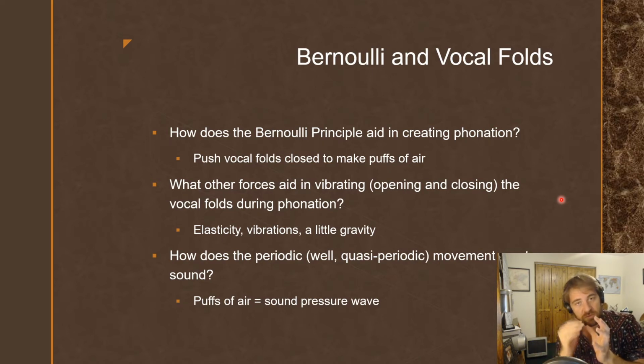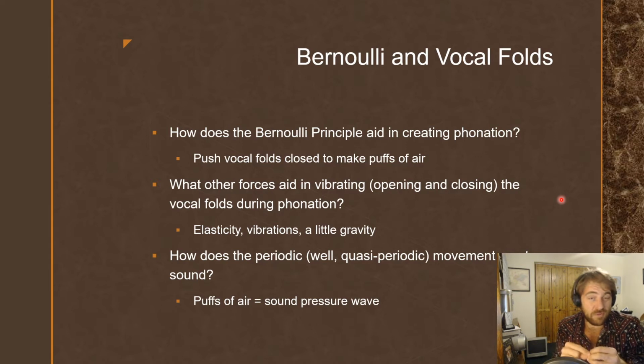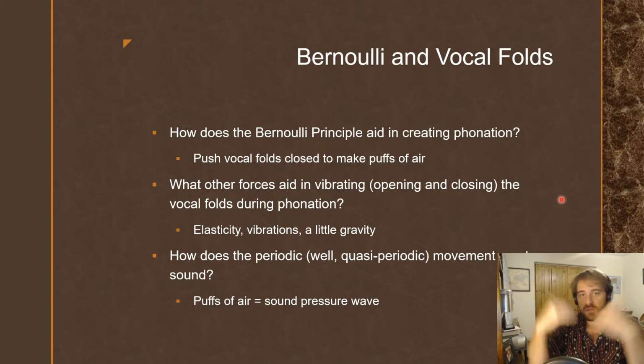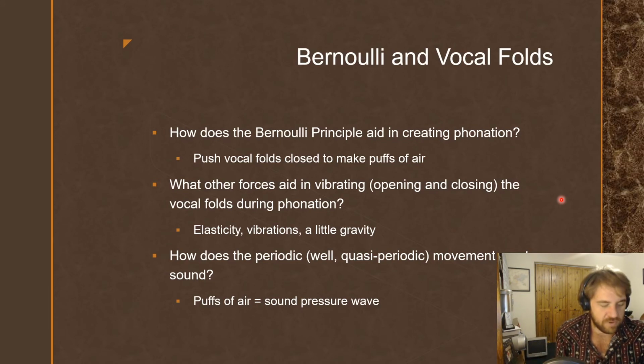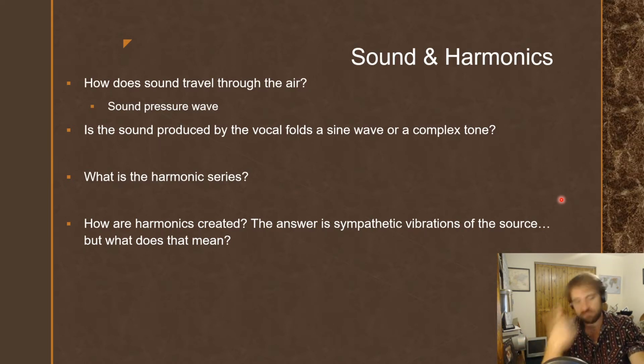When it's open, it creates an area of compression. When the vocal folds close, it creates an area of rarefaction. There are less air molecules in that area, so you could say air molecules are more rare, so rarefaction. So then that compression and rarefaction is a wave that then travels out of the mouth and through the air as a sound pressure wave. And once again, I've given away the next question that I ask here. How does sound travel through air? It's a sound pressure wave. Cool.